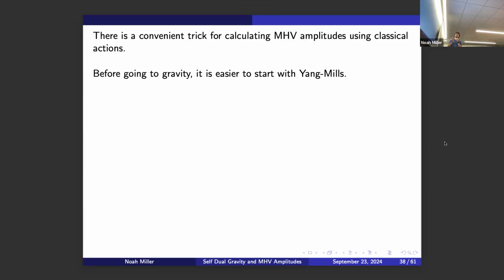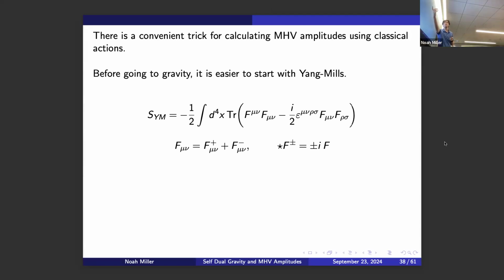So before going to gravity, let's just start with Yang-Mills because it's sort of easier. So the Yang-Mills action is this thing as follows. But you can also add to the Yang-Mills action a topological term that won't affect any scattering amplitudes, and you can decompose the field strength into a self-dual and anti-self-dual part. And then if you do that, you'll see that, with this topological term added, the Yang-Mills action can actually be expressed only with the anti-self-dual part of the field strength. So instead, usually you'd write it as F squared, but you can actually write it as F minus squared.